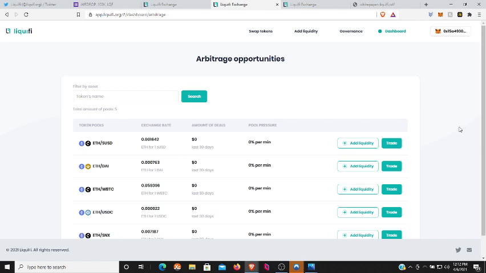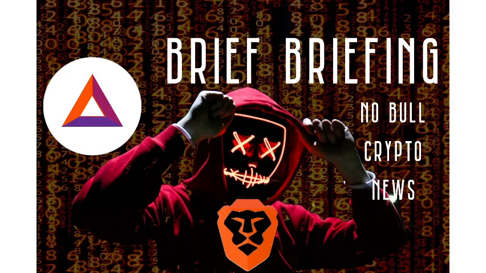The interface just looks smooth. I'll go ahead and leave the links below if you want to sign up and get these free coins. It's an airdrop. It's just free money. You pay only for the transaction fee. On Binance Smart Chain, it's pretty cheap.